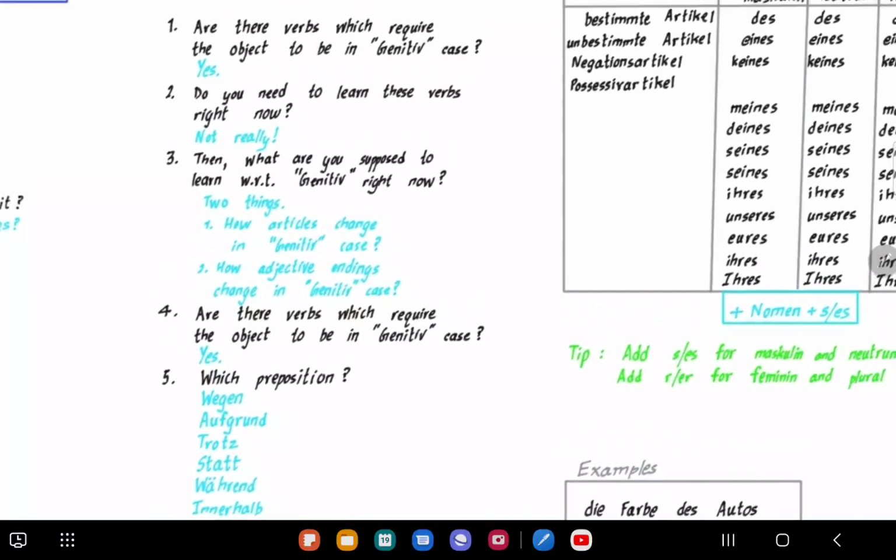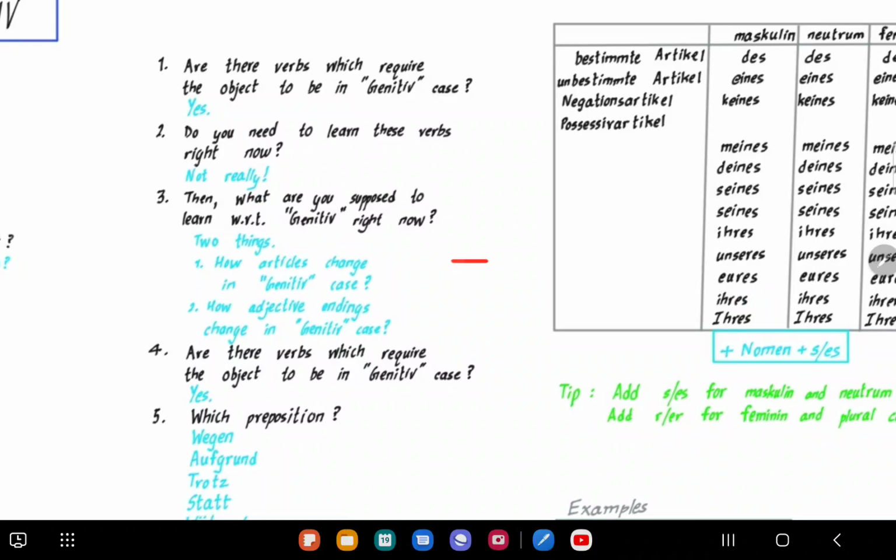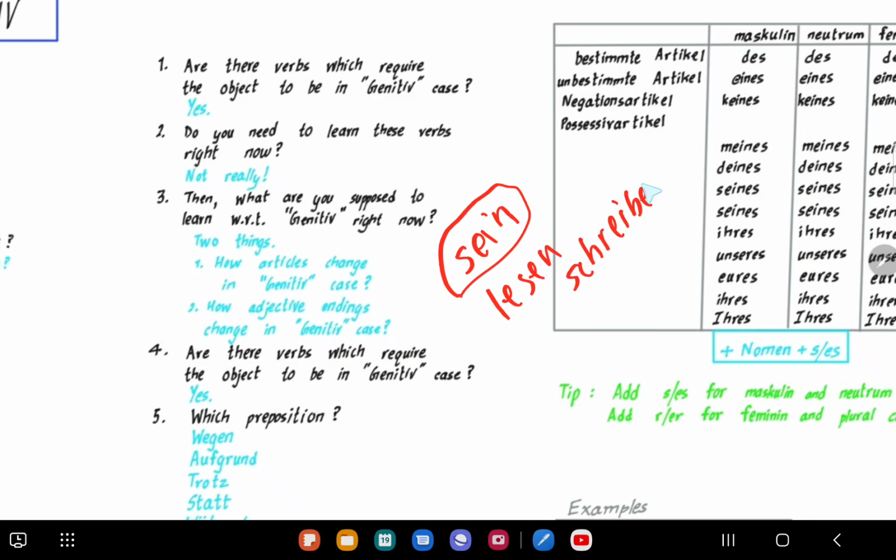All right, so far you know that, for example, with the verb sein, the object is in nominative case whenever you are using sein, right? But then there are verbs, for example lesen, schreiben. Here the first object is normally in accusative case. And then there are verbs like helfen, where the first object is in dative case, right? What I'm trying to say is that there are verbs which require the first object to be in accusative case, and verbs which require the first object to be in dative case.